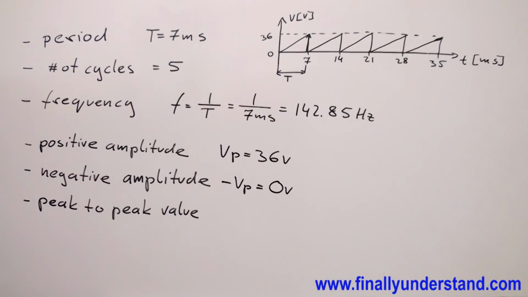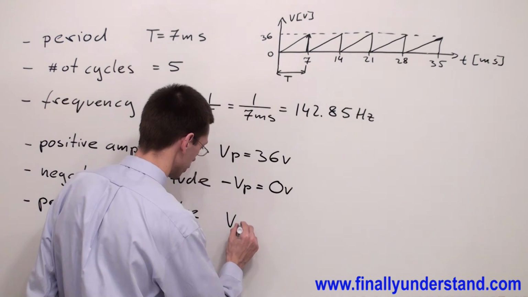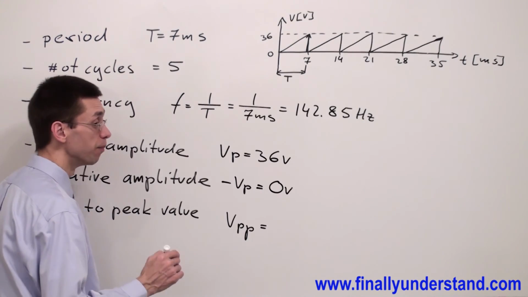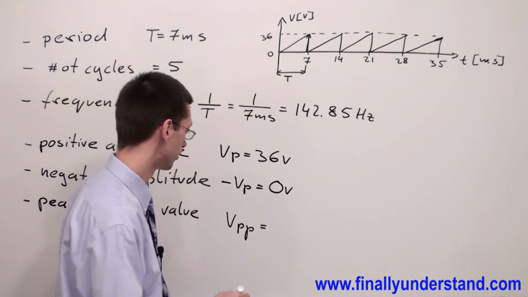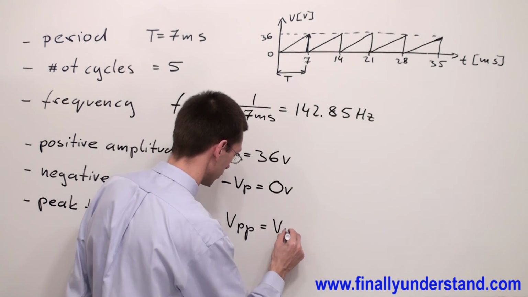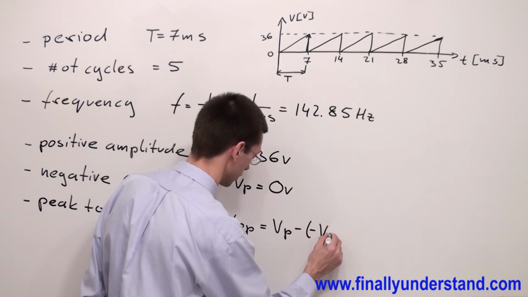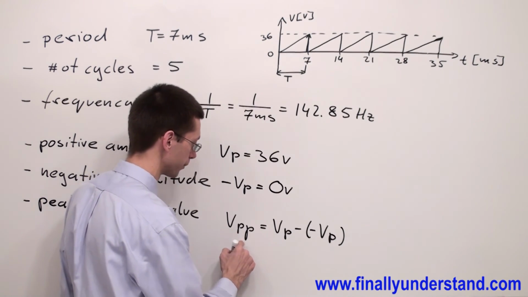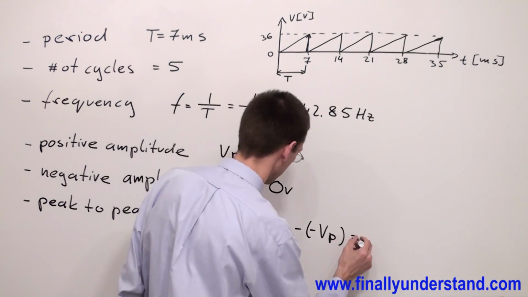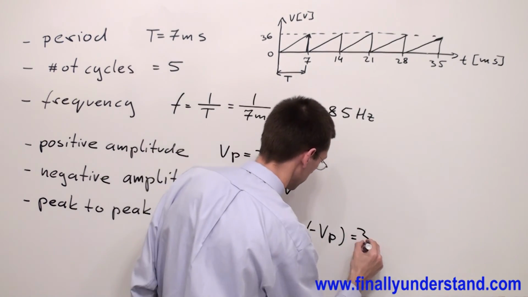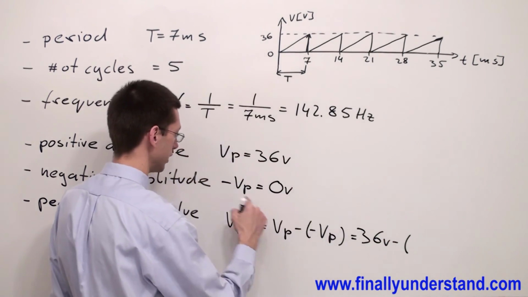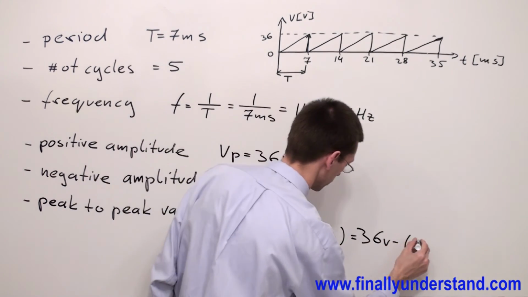We're supposed to find the peak-to-peak value. In other words, we're supposed to find, in this case, voltage peak-to-peak. We said that the voltage peak-to-peak is the difference between the maximum value and the minimum value. So voltage peak minus negative voltage peak is going to be equal to voltage peak-to-peak. In our case, we have voltage peak 36 volts minus negative voltage peak, which is equal to 0 volts.